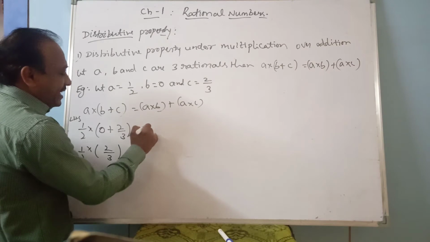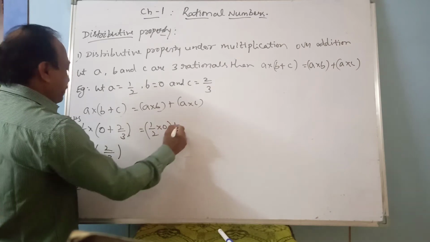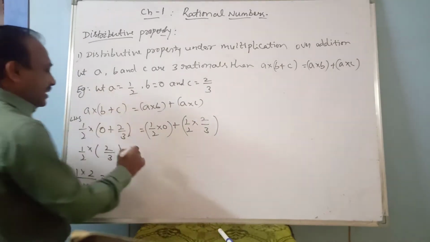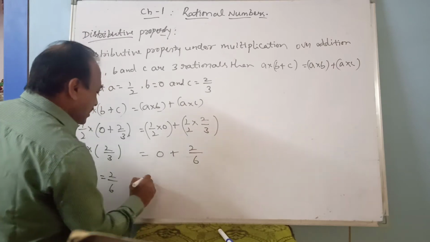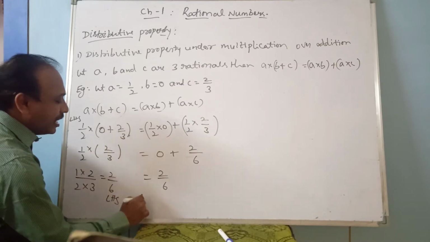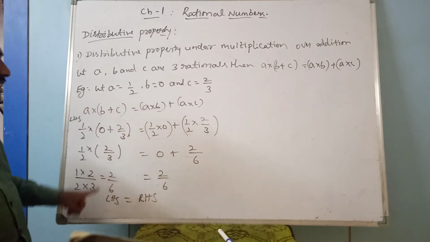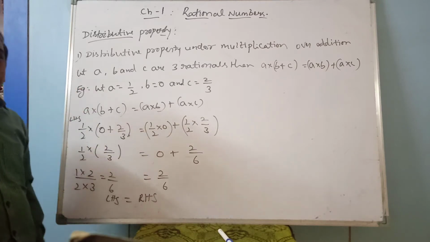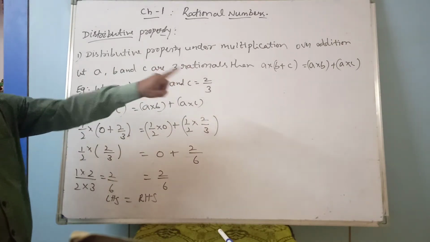Now the RHS part: A into B plus A into C, which is 1 by 2 into 0 plus 1 by 2 into 2 by 3. That equals 0 plus 2 by 6, which is equal to 2 by 6. So from this what can you say? LHS is equal to RHS. So distributive property under multiplication over addition is satisfied. Is it clear? A into (B plus C) is equal to A into B plus A into C.